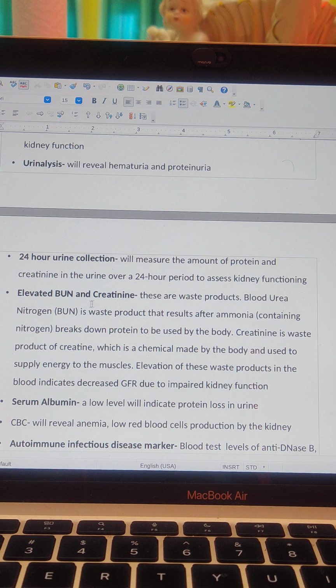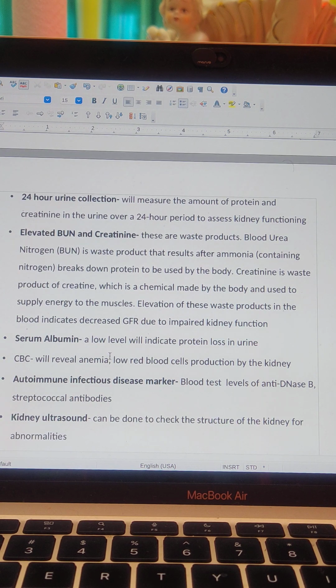The blood urea nitrogen and creatinine will be elevated. So these are the waste products. The blood urea nitrogen is a waste product that results after ammonia, which contains nitrogen, breaks down protein to be used by the body. Creatinine is a waste product of creatine, which is a chemical made by the body and used to supply energy to the muscles. So with damage to the kidney, we'll have elevated creatinine and BUN in the blood.